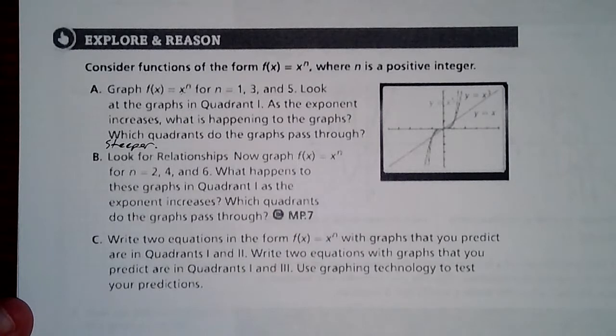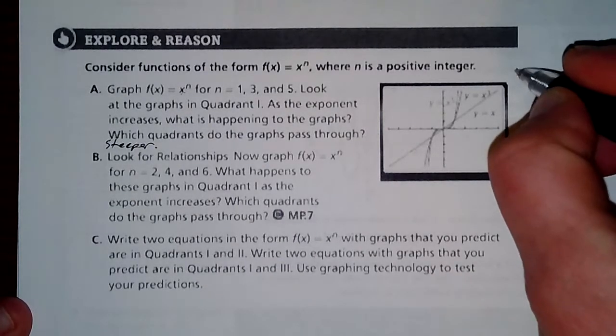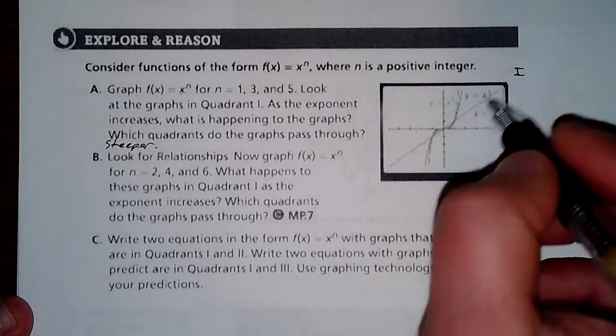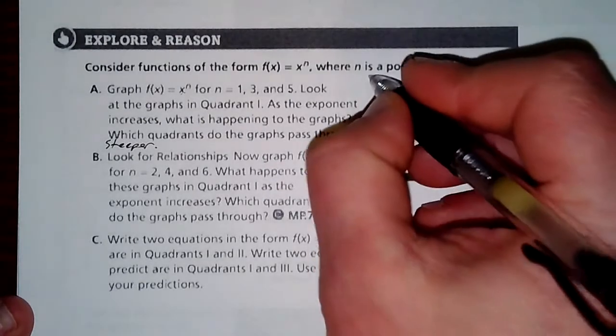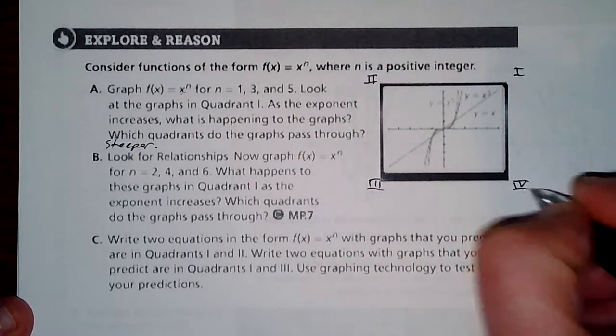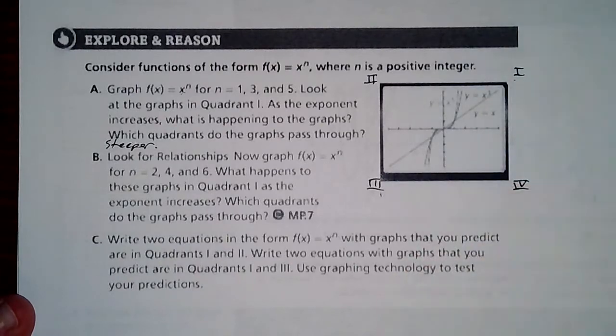Also, it says, which quadrants do the graphs pass through? If you don't know your quadrants, you definitely should. Where x and y are both positive is quadrant 1, and then going around counterclockwise, they're named 2, 3, and 4. So in this case, these graphs are always in the first and third quadrants.